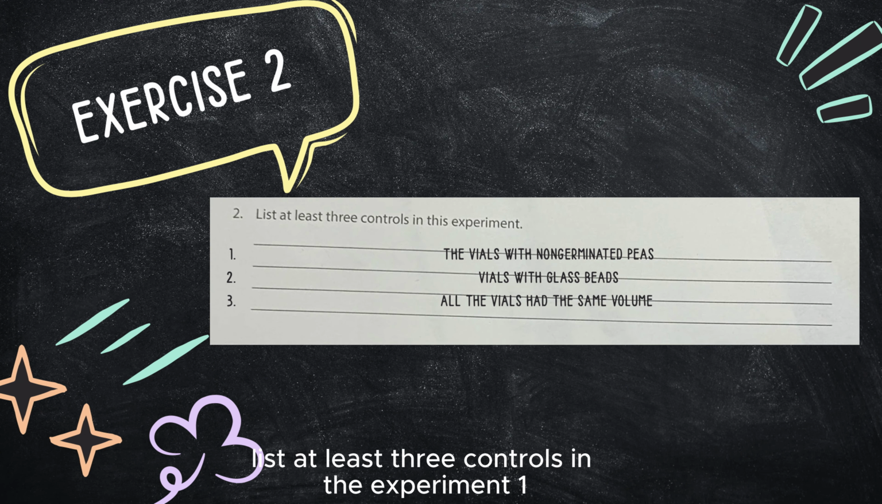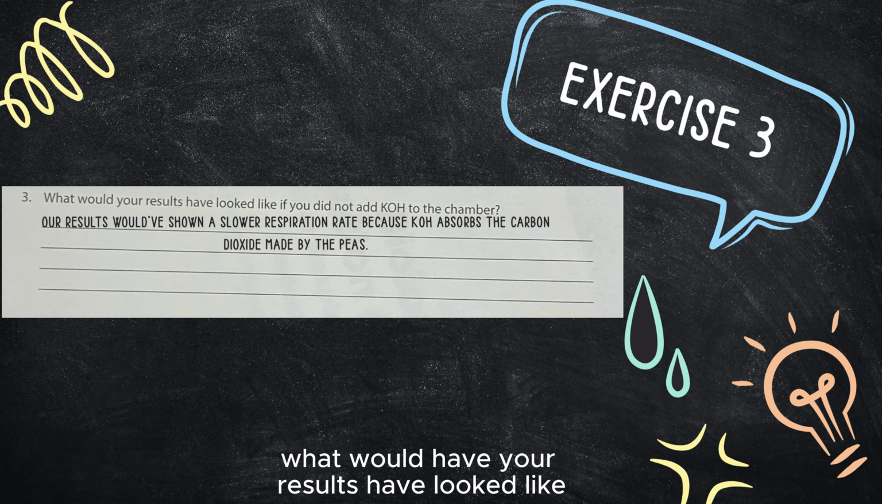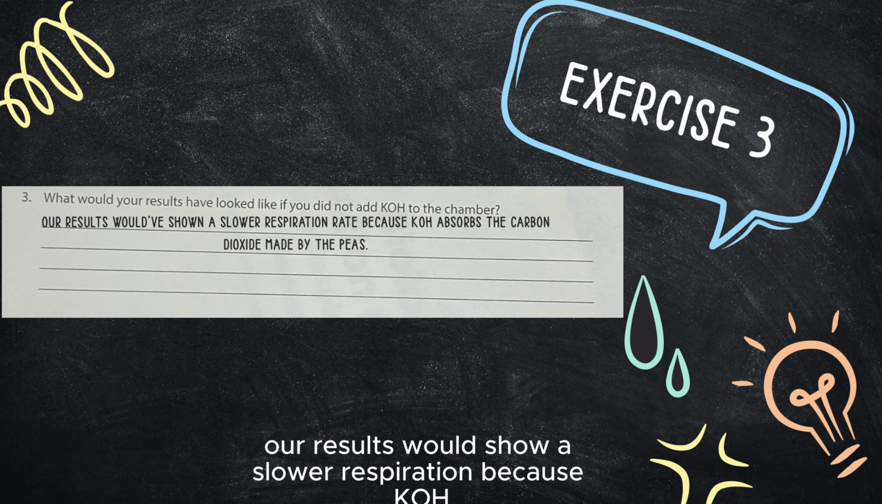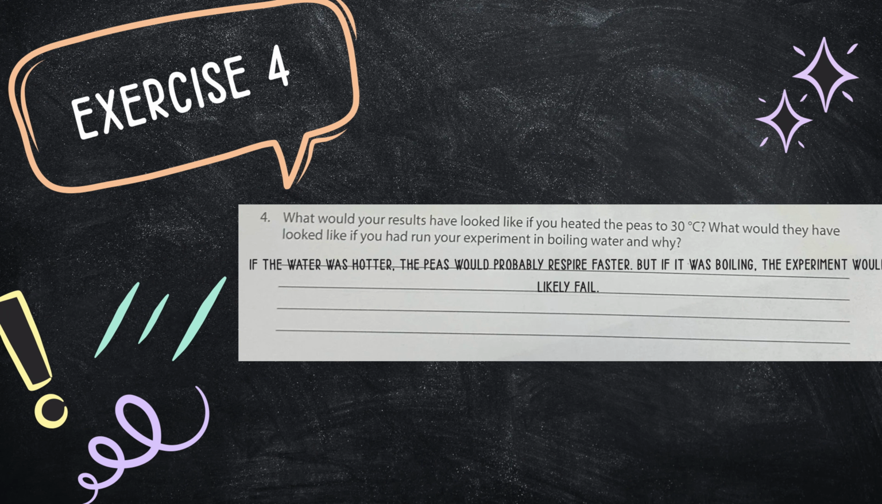Exercise 2. List at least 3 controls in the experiment. 1. The vials with non-germinated peas. 2. The vials with glass beads. And 3. All vials had the same volume. What would your results have looked like if you did not add the KOH to the chamber? Our results would show a slower respiration because KOH absorbs the carbon dioxide made by the peas.